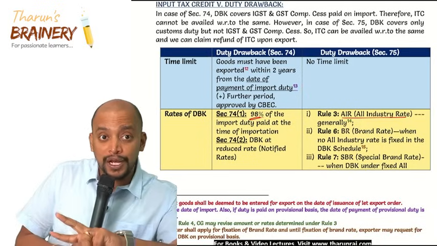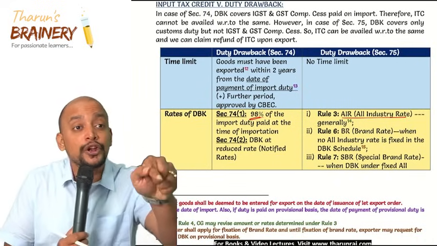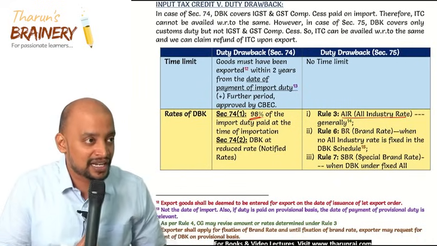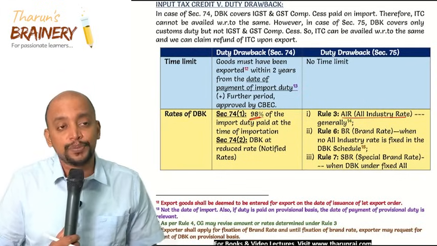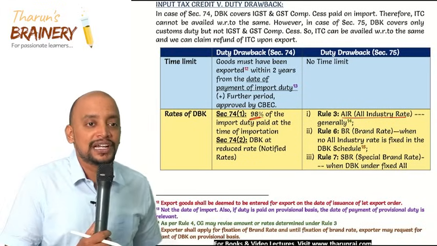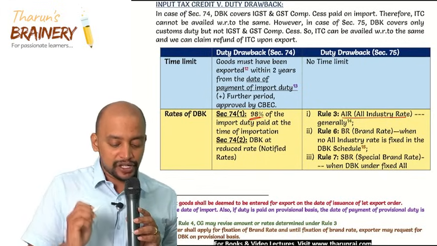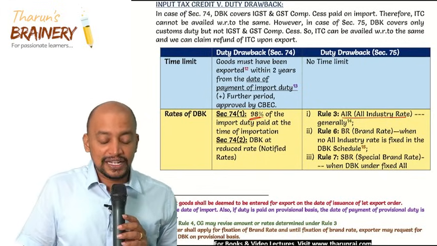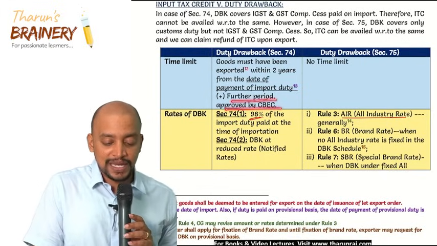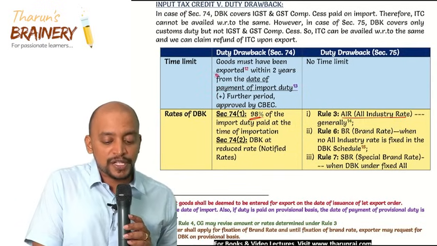Now the 2 years should be computed from the date of deposit in the warehouse or the date of clearance from the warehouse? When are you paying duty? At the time of clearance, which means the 2 years should be computed from the date of payment of duty. That is whenever you paid the duty and cleared the goods from the warehouse. So 2 years from the date of payment of import duty, and it can be extended for a further period as approved by CBIC.